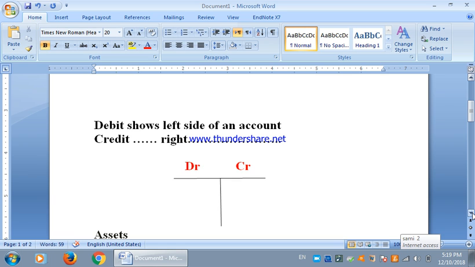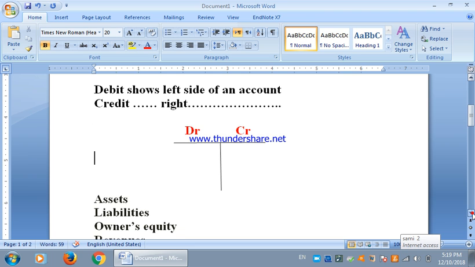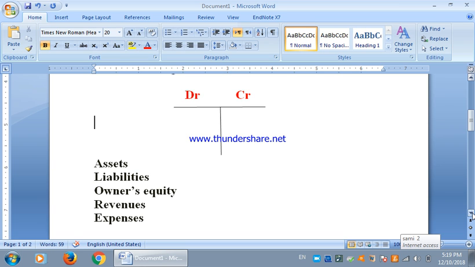They mean nothing in accounting. They only show two sides of an account. That is, the debit shows the left side of an account while the credit shows the right side of an account. In this regard, we use the debit and credit rules for the five accounting families, that is assets, liabilities, owner's equity, revenues and expenses.